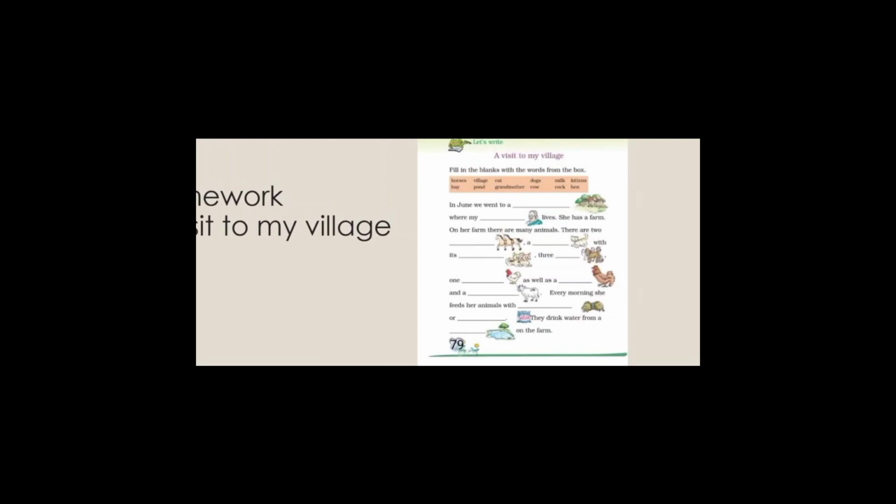One blank, it's a hen. So you will write one hen as well as a blank. A cock, C-O-C-K, cock, okay. And a blank, it's a cow. So you will write and a cow.